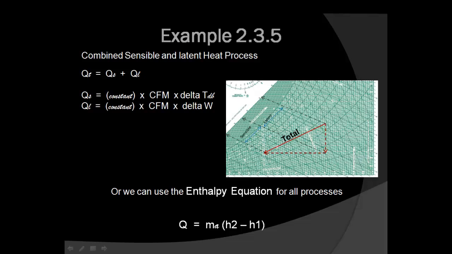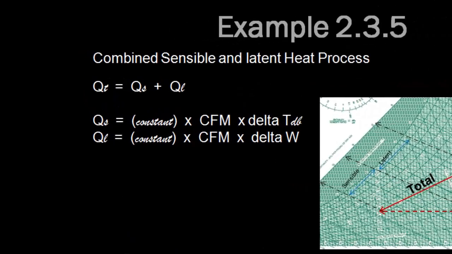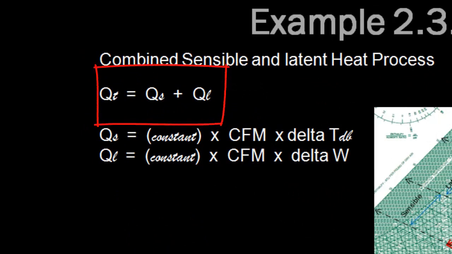Air conditioning for occupant comfort often requires that the air be both cooled sensibly and dehumidified. To determine the total heat removed for this process, both the sensible and latent components must be considered. Q total is going to be the sensible component plus the latent component.